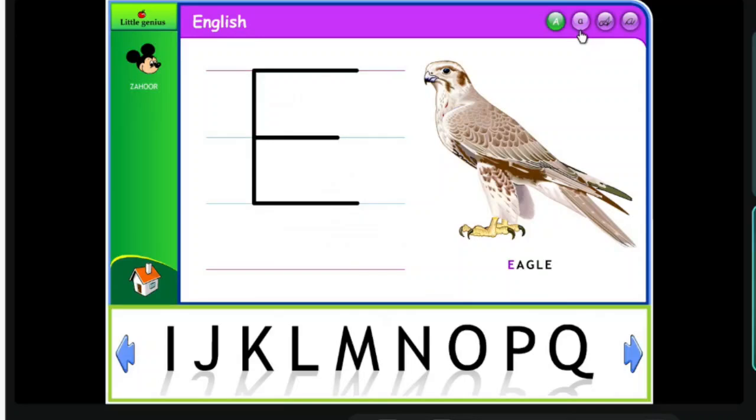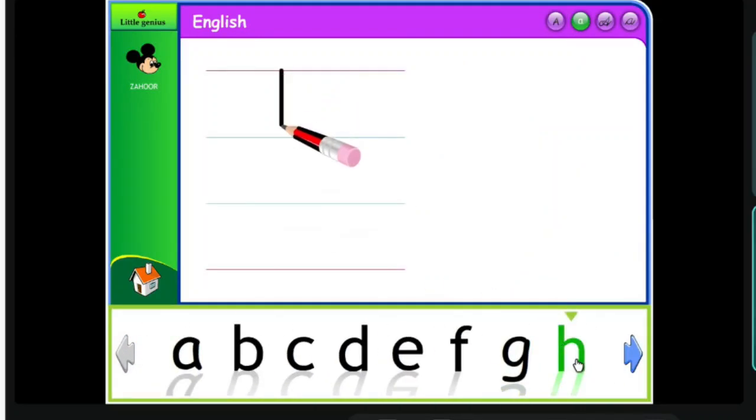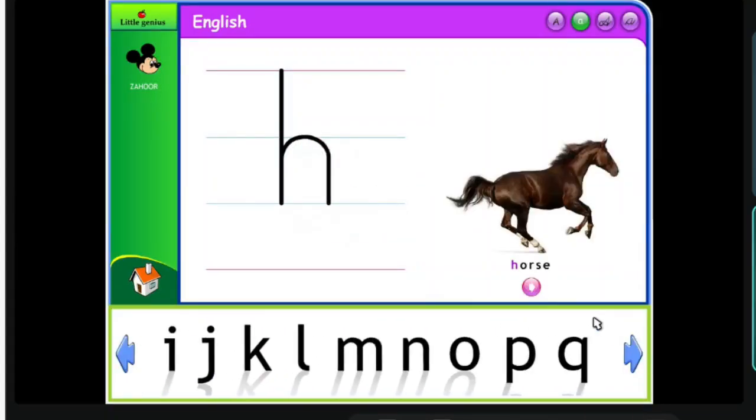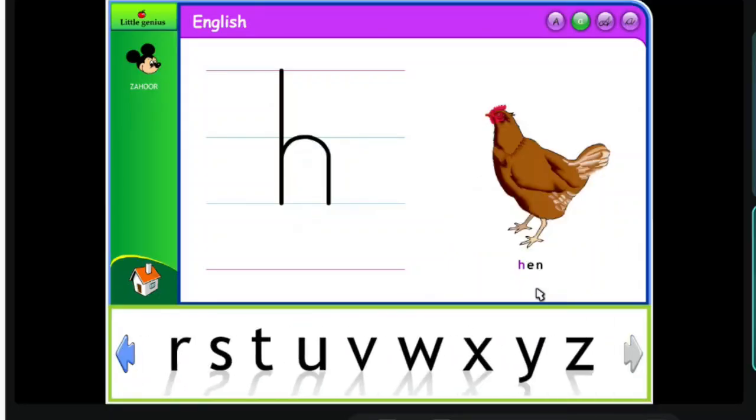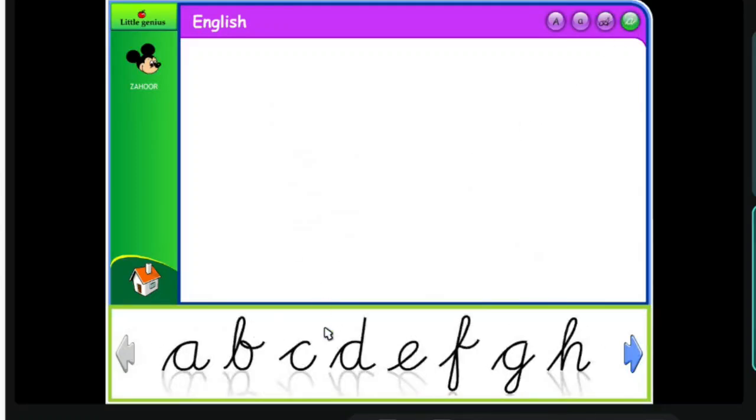Next is the small letters. Similar. Here also the stroke system is as per the international system. This is a small letter, H for horse. There are 26 letters in the alphabet, but you will have almost 78 or 80 words, learning with the importance of the letter. Then you will go to the cursive letters, and then the cursive small letters. If you want to see, I can show you.